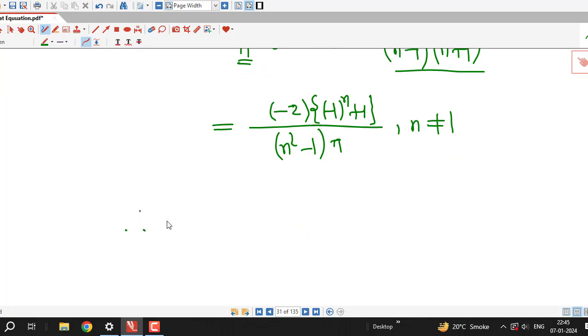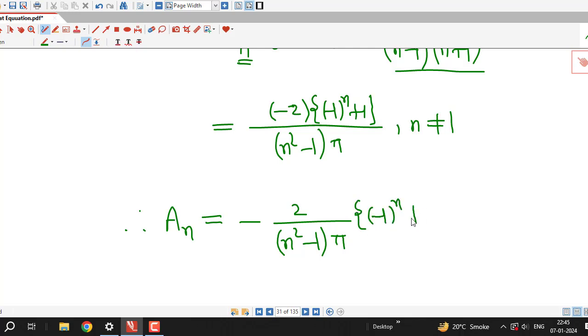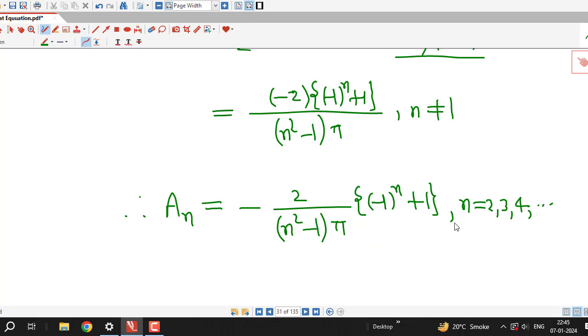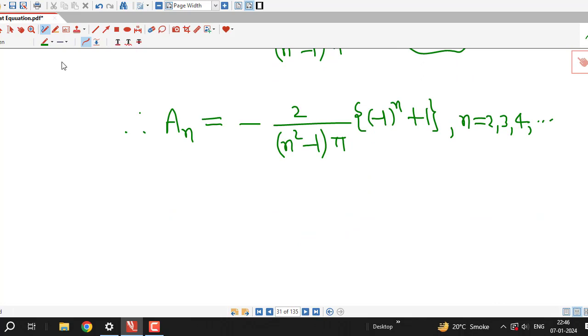So finally we find that a_n becomes minus 2 divided by n square minus 1 times pi, into minus 1 raised to n plus 1. N starts from 2, 3, 4 and so on. This is our a_n, but this is valid for n starting from 2, and we are not having any information for n equal to 1. So we have to obtain the value of a_n for n equal to 1 separately.